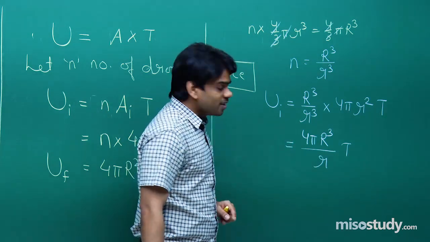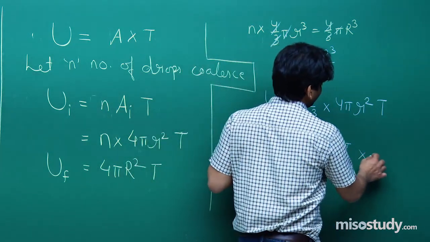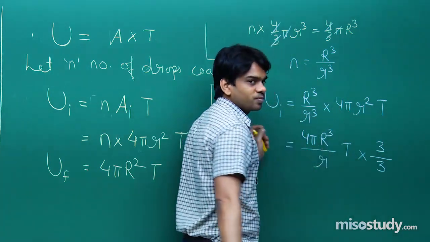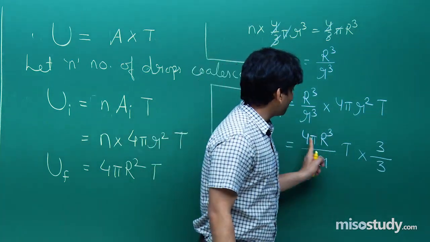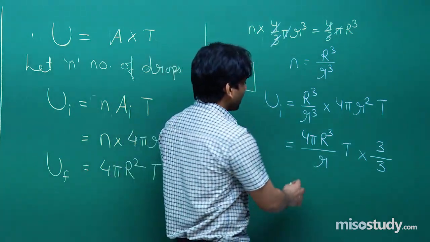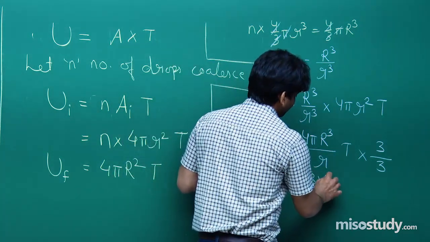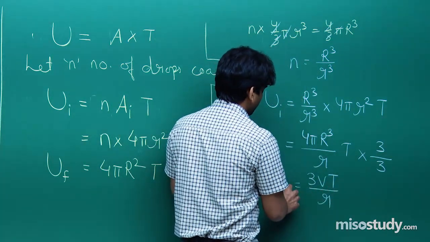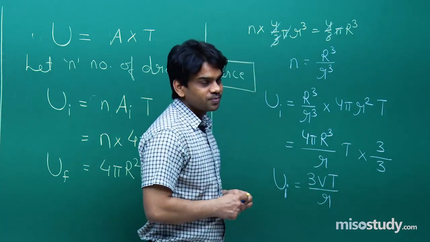If we divide this entire equation by 3 and multiply with 3, we will have 4 by 3 pi R cube. 4 by 3 pi R cube will give you the total volume of the larger drop. So we can write this as 3 VT by small r. This is the value of the initial potential energy, 3 VT by small r.